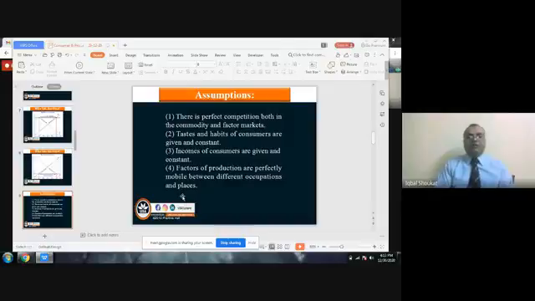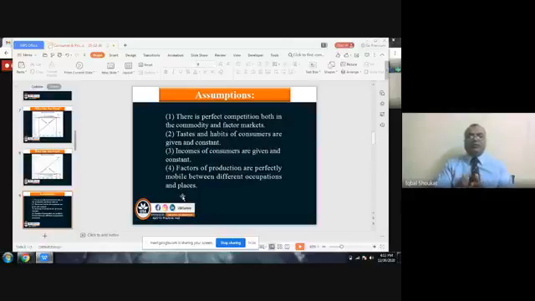Then the income of the consumers and the producers is given and constant. It is the limitation of the income or the constraint of the income, whether the consumer is there or the producer is there, both have the constraint of the income. Then the factors of production are perfectly mobile between different occupations and places. The factors of production, like labor, can move from one place to another place, from one profession to another profession without hurdles, without any chances of interference of the people or the public.